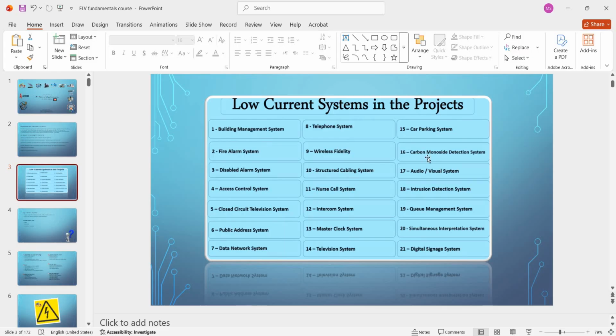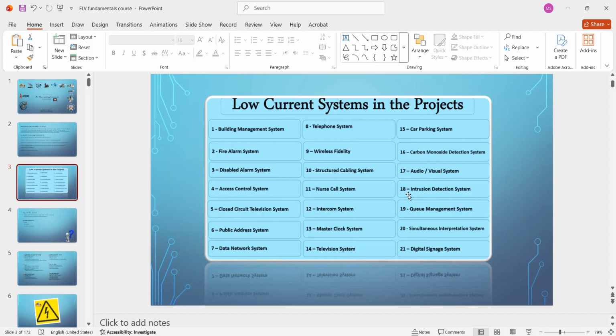Carbon monoxide detection system. This is a very important system. We have a toxic gas called CO. This gas we cannot see, we cannot smell, but it kills. So the carbon monoxide detection system is to detect this CO gas. Then we can be alerted, or we can give signals to the exhaust fan to start to take this gas from inside to outside.